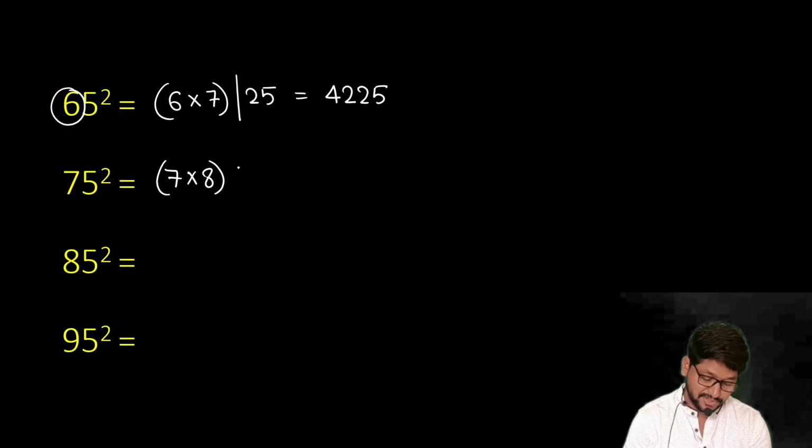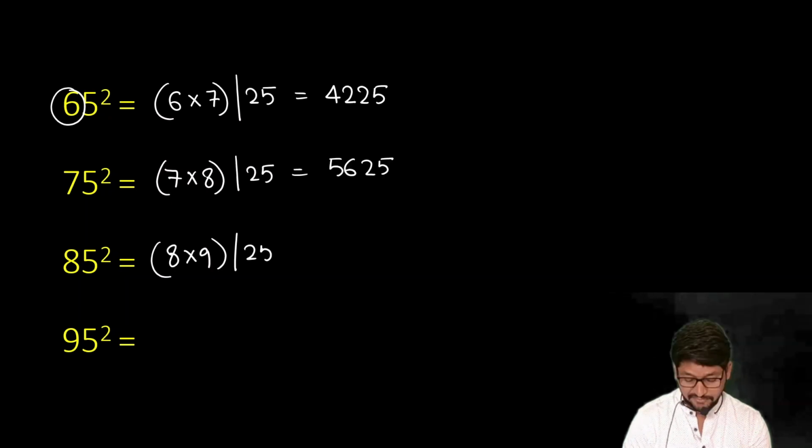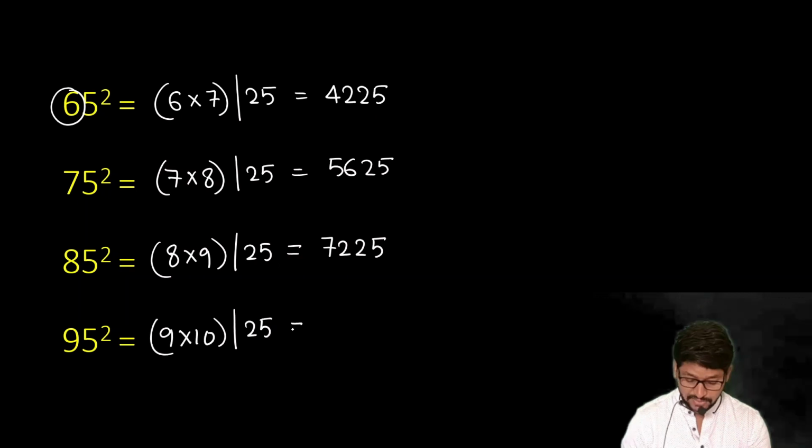5625. 8's successor is 9. Multiply them and add 25 at the end. 8 9s are 72, 7225. 9's successor is 10. Multiply them and add 25 at the end. It will become 90, 25, that is 9025.